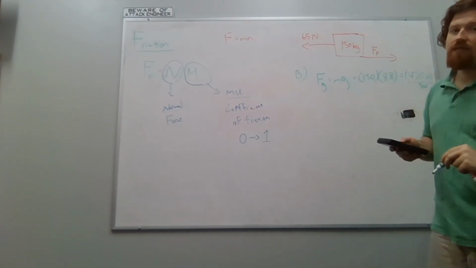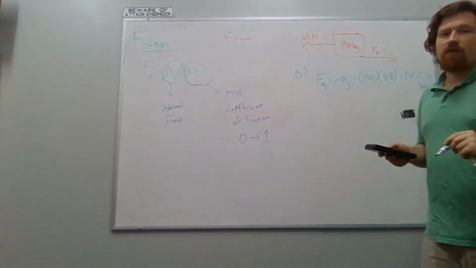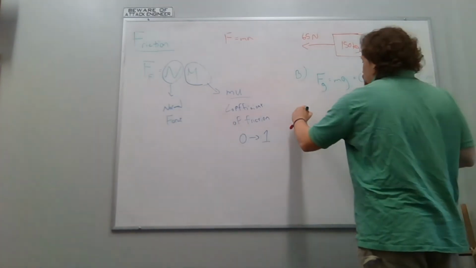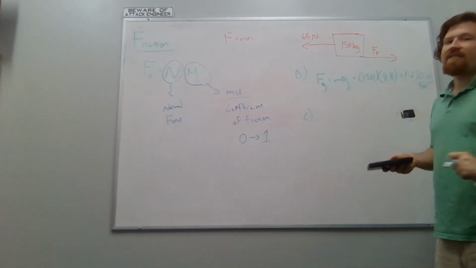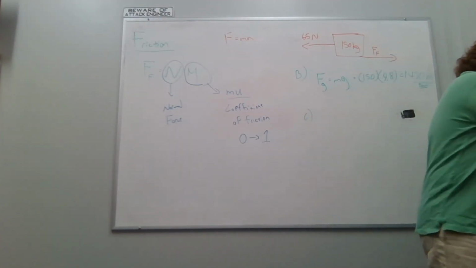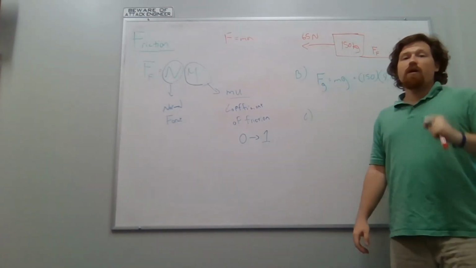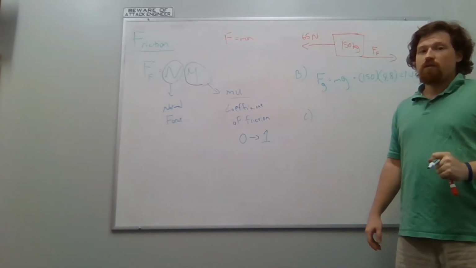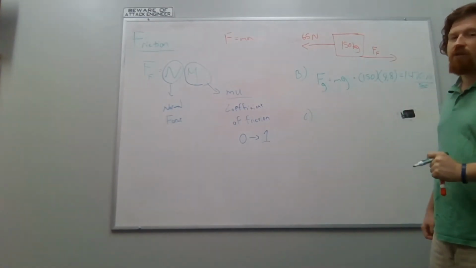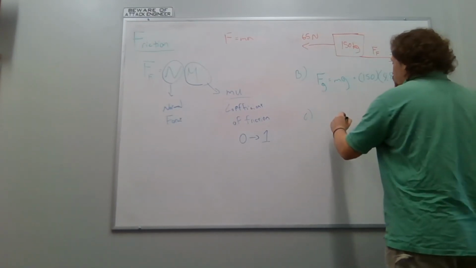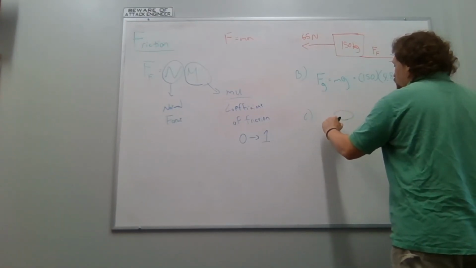I should note that this force is downwards. Gravity pulls down. The next question, C. Let's identify all of the forces acting on the horse. So this is going to be our poorly drawn horse.